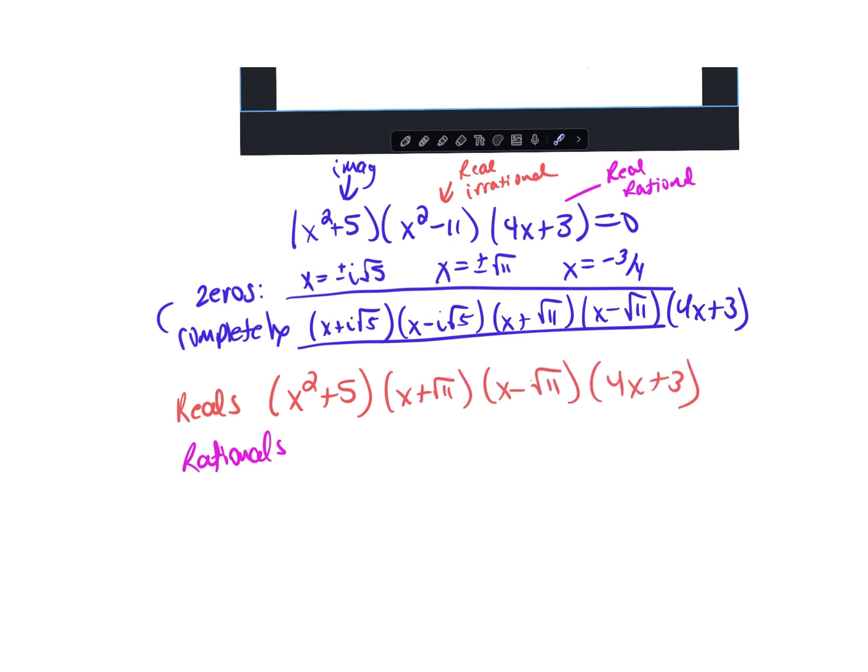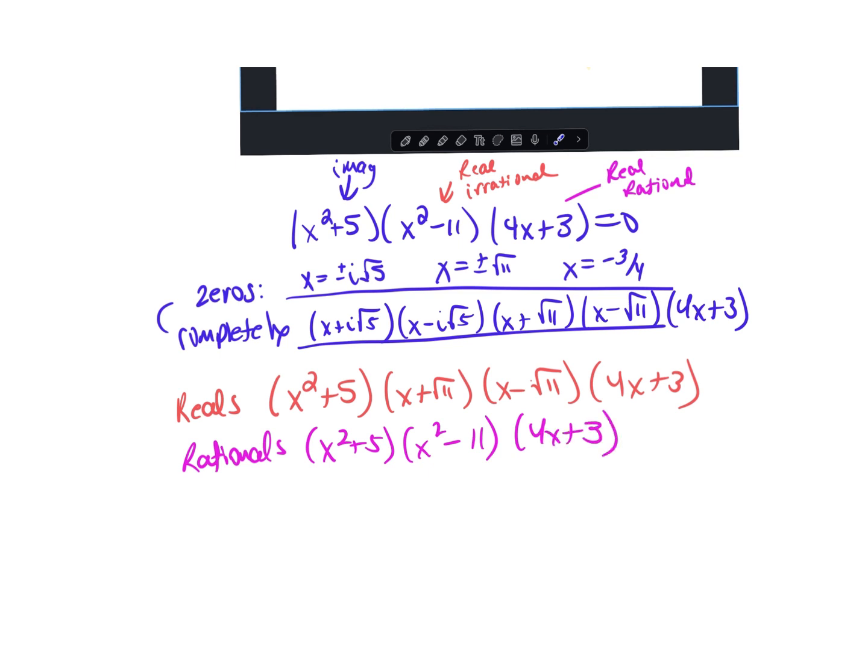They're just not pretty. If it was over the rationals, that means you do not break anything down that's not real or pretty. So you would keep x squared plus 5 smushed together. You would keep x squared minus 11 smushed together. And then you would have your 4x plus 3.